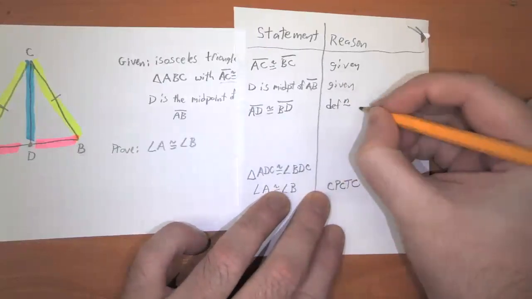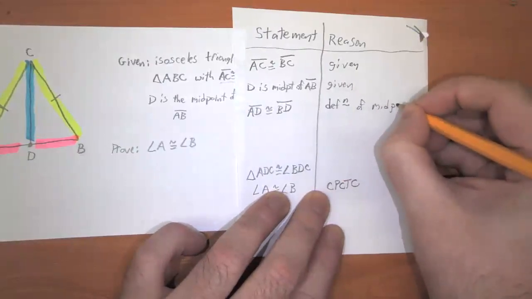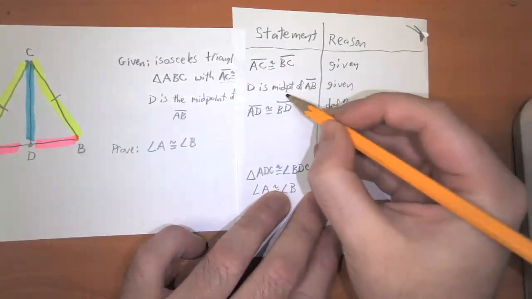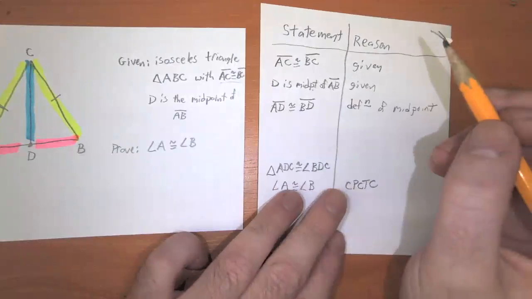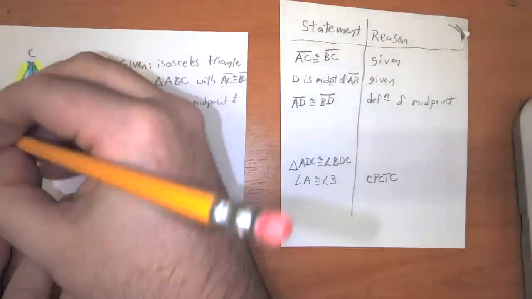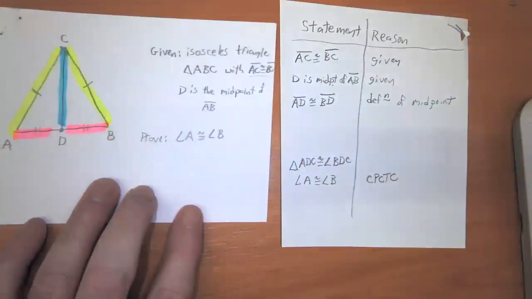That is the definition of midpoint. I'm just taking the vocabulary word midpoint here, and I'm expressing what it means in geometric language. All right, so now that we've got that congruent statement, we can make that in the diagram.